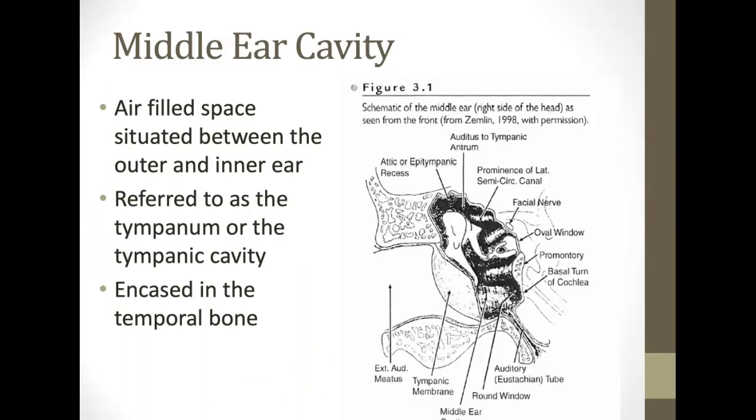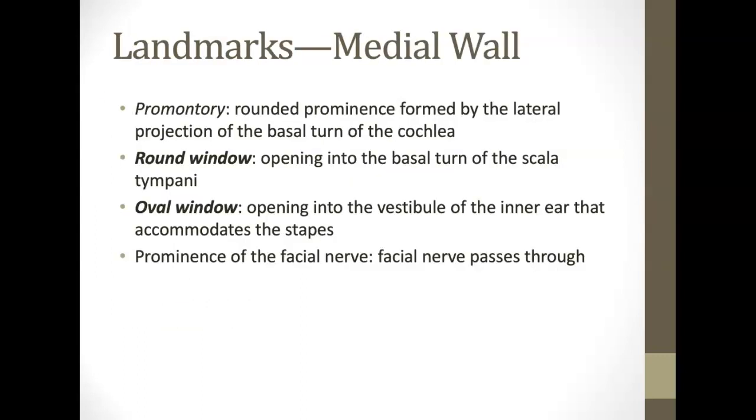You'll hear it referred to as the tympanum or the tympanic cavity. In the textbook, it says the tympanum. In the new text, I refer to it as the middle ear cavity or tympanic cavity. So we'll talk about some landmarks. The promontory is this rounded part of the cochlea that you can kind of see from the middle ear space. The round window is an opening that allows for the fluid pressure to be spread out, if you will, throughout the whole structure. And then the oval window, which is where the stapes insert.